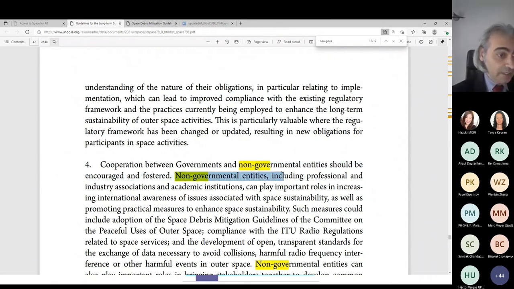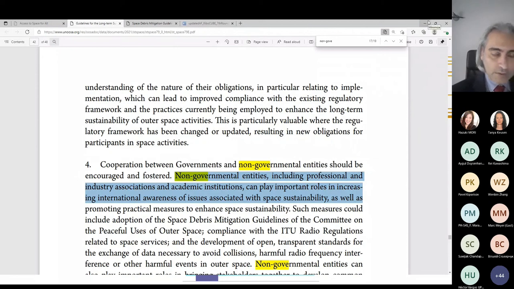And you see here a very clear example. Non-governmental entities, including professional industry associations and academic institutions, can play important roles in increasing international awareness of issues associated with space sustainability. So when you are applying to Access to Space for All, we would like to see how you are going to support the implementation of that particular guideline. And there are more examples inside the document, but as Tanya was mentioning before, I invite you to have a look at the document and to understand also the spirit of the document when you are putting together an application for Access to Space for All.